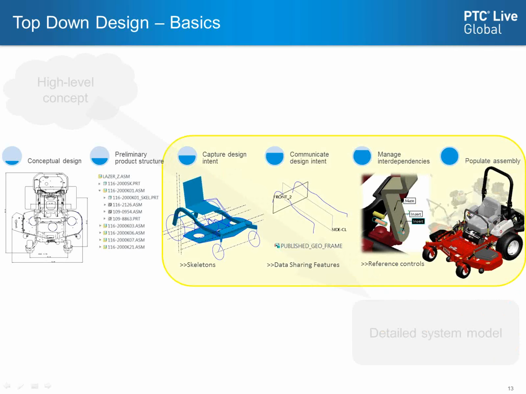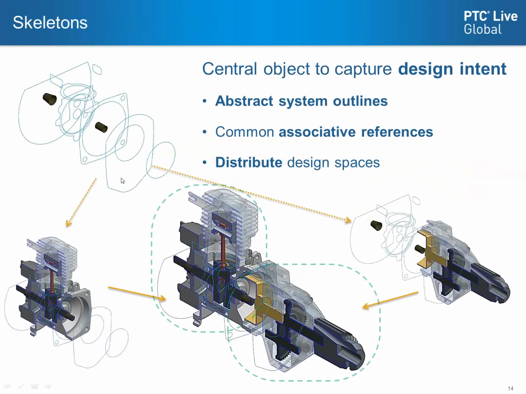And eventually, as soon as the system starts taking shape, you populate the assembly. This is an iterative process where you add more details to the components. You sometimes edit the skeleton, add more details to the skeleton. The system evolves and eventually takes life around the skeleton outlines that you defined originally. So what is a skeleton?